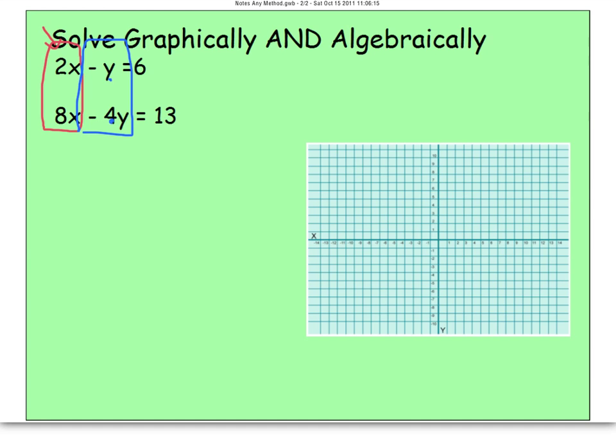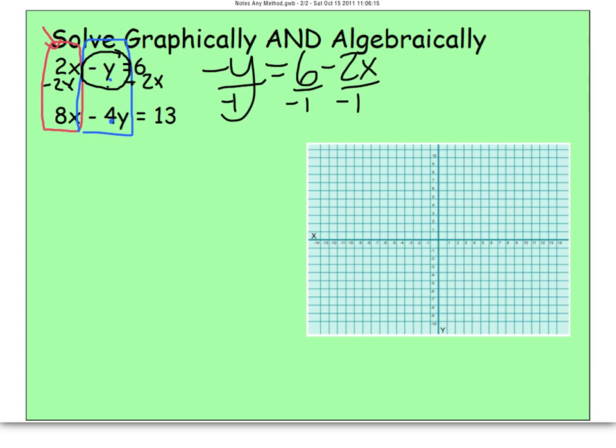And let's do substitution on this one just to do something different. For substitution, what variable would you solve for? The one that looks the easiest to solve for is the one without any numbers on it, that y. So let's work on getting that y by itself. To do that, I'm going to subtract the 2x from both sides. So that would leave me with negative y equals 6 minus 2x. Let's get rid of this negative by dividing by negative 1. So that would be y equals 6 divided by negative 1 is negative 6. Negative 2 divided by negative 1 is positive 2x.